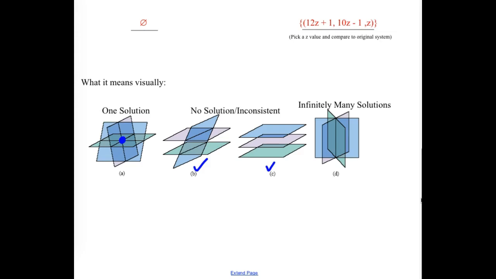Our last picture is our infinitely many. And remember, when we draw these planes like this, we're representing a plane, but remember from geometry, it extends forever, right? It's not just a sheet of paper, it's a huge plane. So every point on this line, and it's going to continue, all of those points work in that system. So that's your infinitely many version.